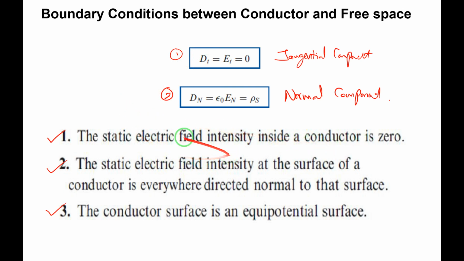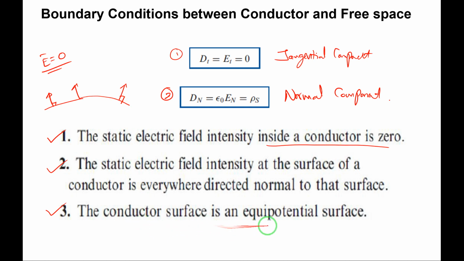Yes, within the conductor, the electric field E is 0. This we know. Using this concept only, we have derived these boundary conditions, right? Next, the static electric field intensity at the surface of a conductor is everywhere directed normal to that surface. If this is the surface, the electric field or electric flux is always normal, perpendicular. It is everywhere perpendicular or normal to the considered conductor surface.